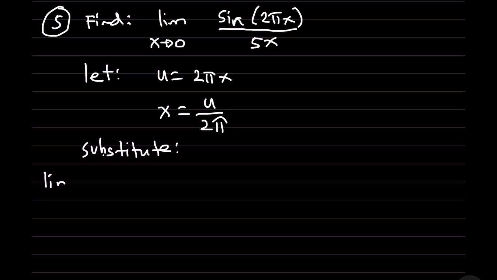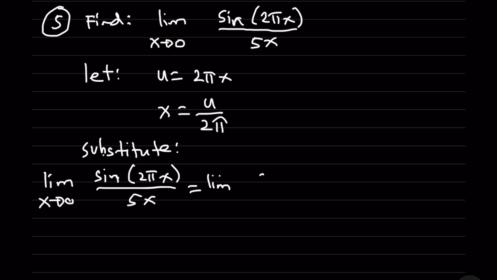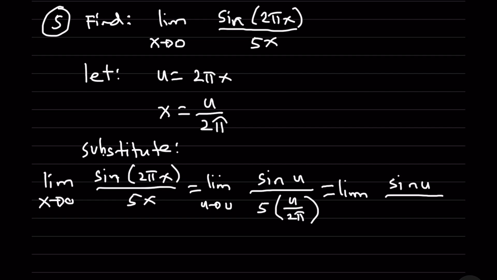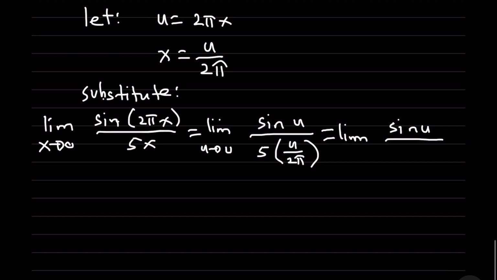Next, we substitute this in the original equation. So the limit of sine 2 pi x over 5x as x approaches 0 can be written as the limit of sine u over 5 times x, but x is equal to u over 2 pi, as u approaches 0. So we change the variables. So you can write this as the limit of sine u over u times 2 pi over 5 as u approaches 0.